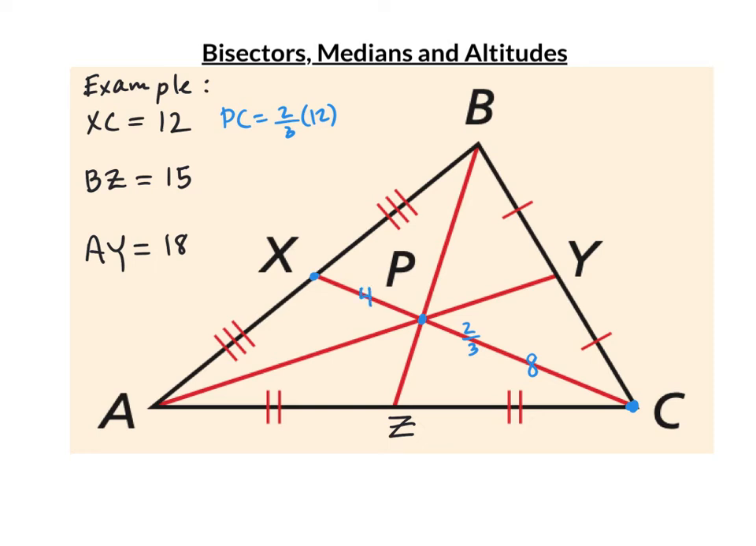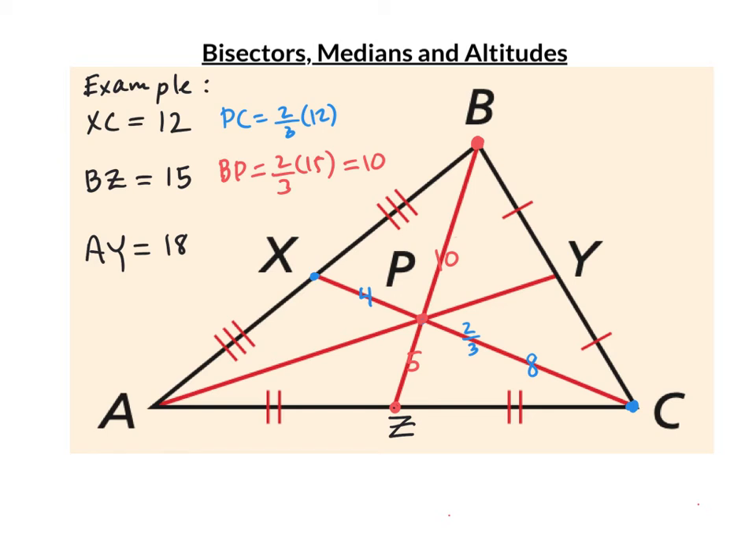If BZ was 15, from here to here is 15, I know that this piece from the vertex to the centroid is 2/3 of the segment. Then we'll find BP: we'll take 2/3 of 15. Break 15 into 3 equal parts, that's 5. 5 times 2 is 10. So this piece is 10. The bottom piece, PZ, is 1/3, and 1/3 of 15 is 5.